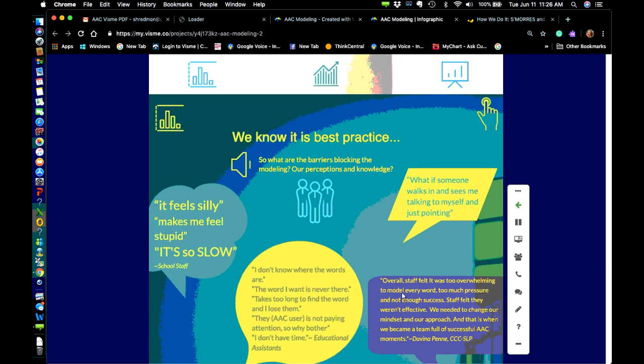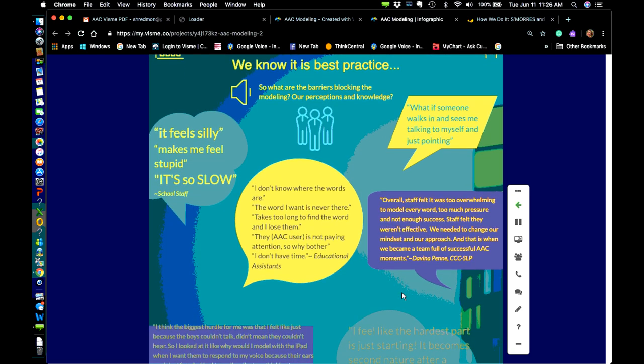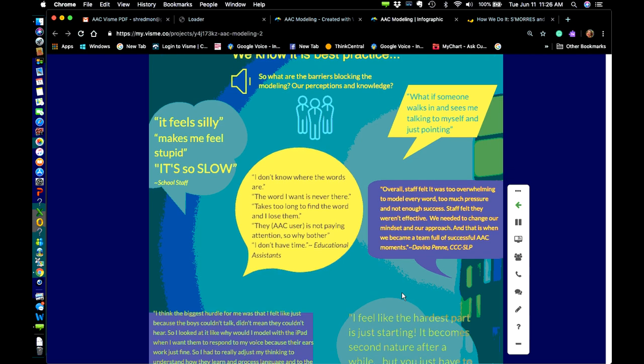So we know it's best practice. So why are there barriers blocking the modeling in our perceptions and knowledge? I went out on a mission to find out why this is not working. Why can I train all of the people that I know and work with, and I'm still not seeing it implemented? So I just started asking the question, and I would suggest you do the same.